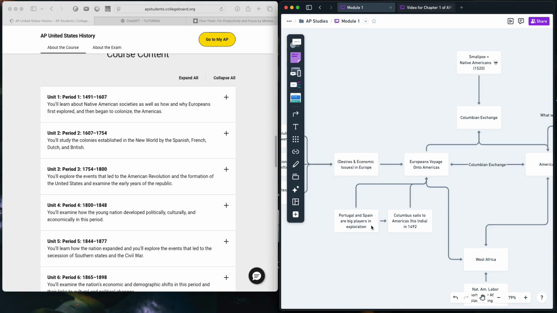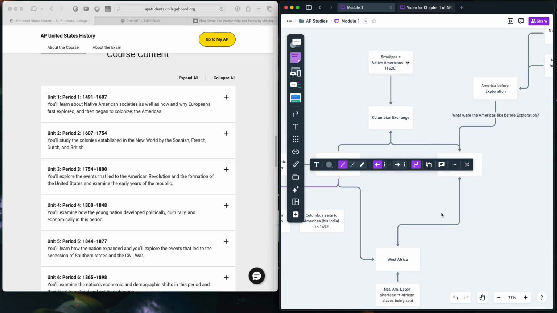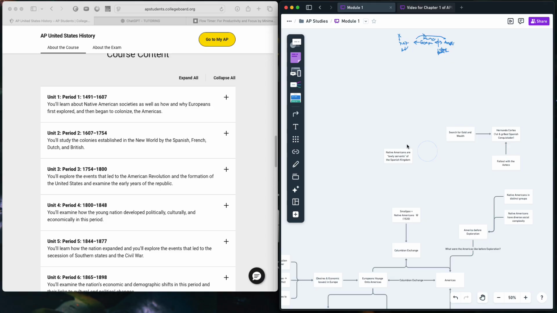So we can see that Portugal is our big player. That leads to Columbus sailing in 1492. What I'm going to do is switch this arrow and say Europeans are deciding to voyage. That leads to Portugal and Spain being big players. Columbus goes to Portugal, doesn't get it, goes to Spain, gets it, and reaches the Americas in 1492. You can see how that makes sense now. I don't have to loop it back in, but this is an idea that comes out of this European big idea, Europeans going on a voyage.